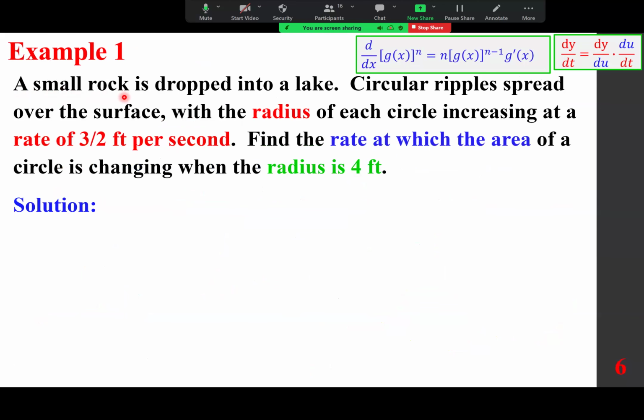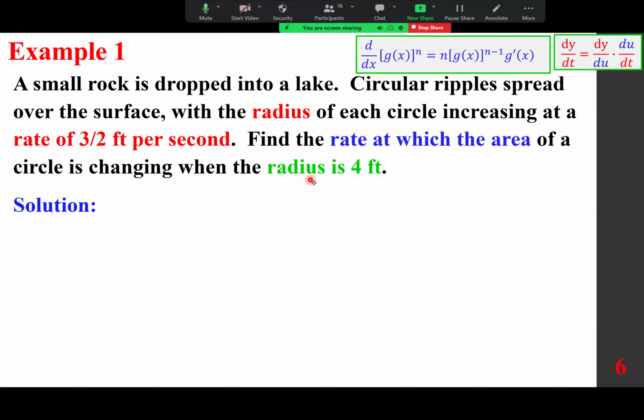Example 1. A small rock is dropped into a lake. Circular ripples spread over the surface with the radius of each circle increasing at a rate of 3/2 feet per second. Find the rate at which the area of a circle is changing when the radius is 4 feet. So we need to translate.